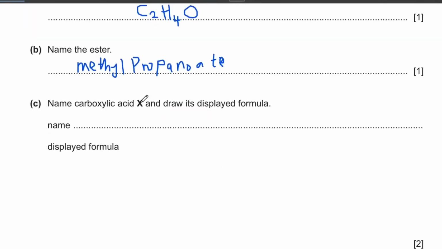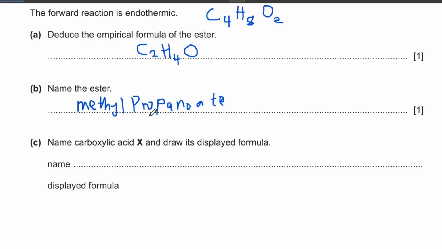Name carboxylic acid X and draw its display formula. From the name of the ester, we already know that the carboxylic acid is going to be propanoic acid. And the display formula is going to be, we have propanoic, that means 3 carbon. So 1, 2, and 3. And of course, the last carbon, we have the functional group, and then the remaining carbon, we have hydrogen to balance the 4 bonds they can form.